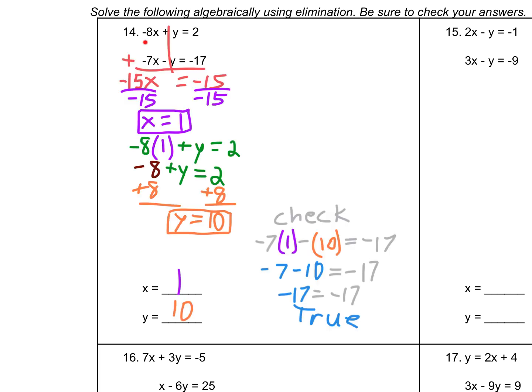When I added them, negative 8x minus 7x is a negative 15x. 2 minus 17 is negative 15. So negative 15x equals negative 15. So positive y, negative y eliminated. From there, solving the algebra problem, got x equal to 1, plugged in 1, either top or bottom, got y equals 10. Again, checked to verify, saw it's true, so I know that I'm correct. x equals 1 and y equals 10. So in this problem, we were just able to add to eliminate.